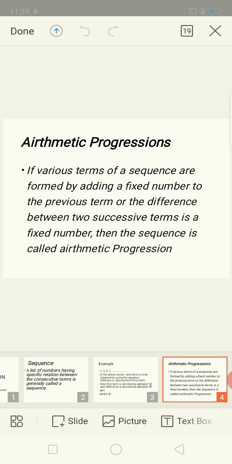Arithmetic progressions. If the various terms of a sequence are formed by adding a fixed number to the previous term, or the difference between two successive terms is a fixed number, then the sequence is called arithmetic progression.